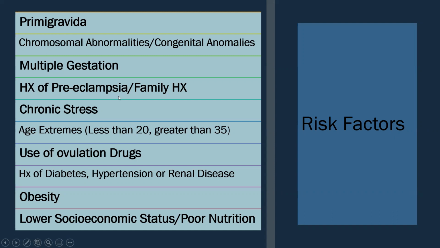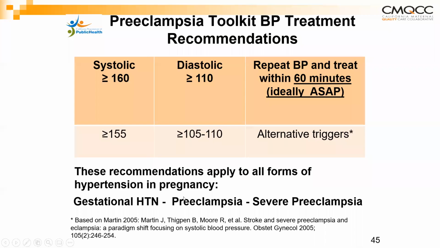And like I said, it is a placenta problem. We'll talk more about that. Chronic stress, extreme ages, less than 20, greater than 35, any use of ovulation drugs, a history of diabetes, hypertension, or renal disease, obesity, and lower socioeconomic status or poor nutrition.